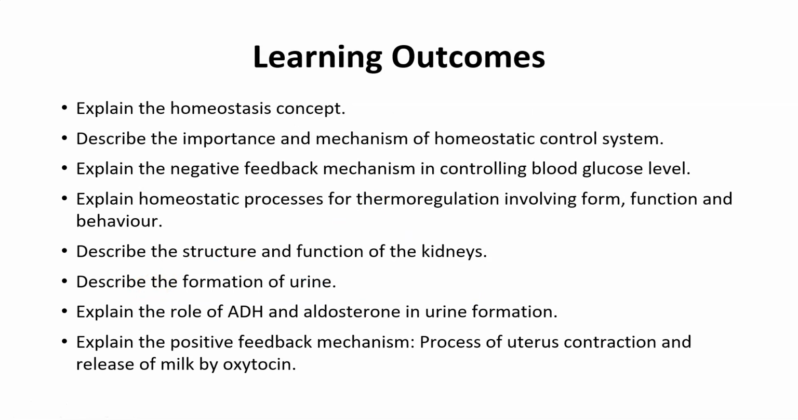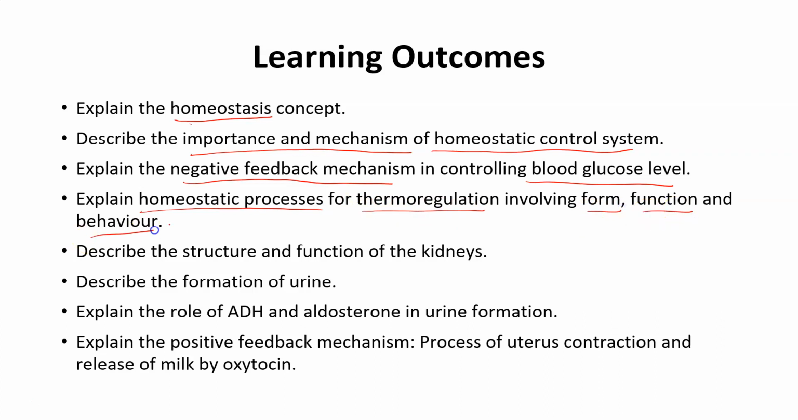In this chapter you should know what is homeostasis, and then describe the importance and mechanism of homeostatic control system, explain the negative feedback mechanism in controlling blood glucose level, explain osmotic processes for thermoregulation, body temperature, involving form, function, and behavior. This one we are going to look at for different animals. And then different structure and function of kidneys. This one we have looked at.